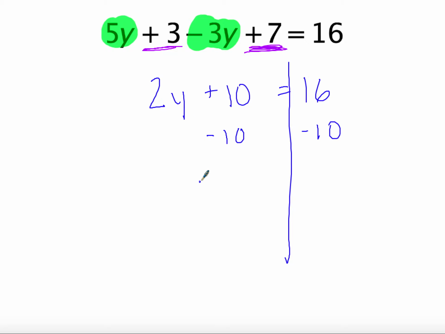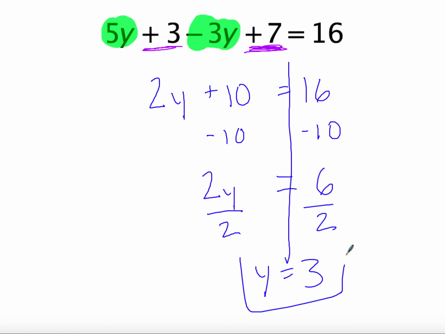2y plus 10 minus 10 gives me 2y. 16 minus 10 gives me 6. I have a variable term being multiplied by 2y, so I just need to divide by 2 in order to arrive at my final solution, which is y equals 3. I am not performing the check here, but if I were, I would plug 3 back in for y and make sure that when I do so, I end up with a value of 16 on this side.